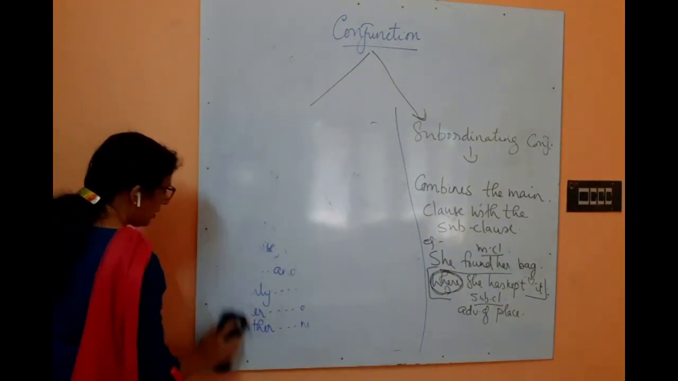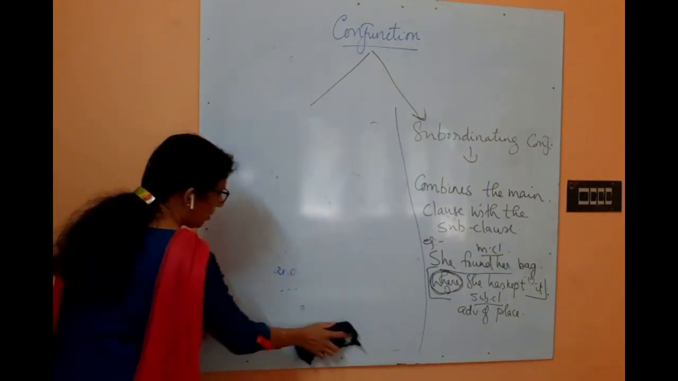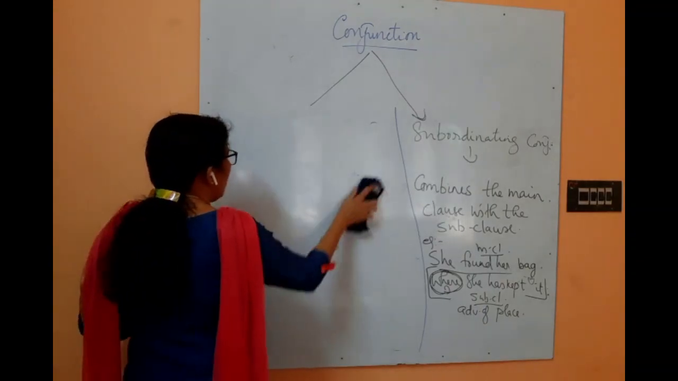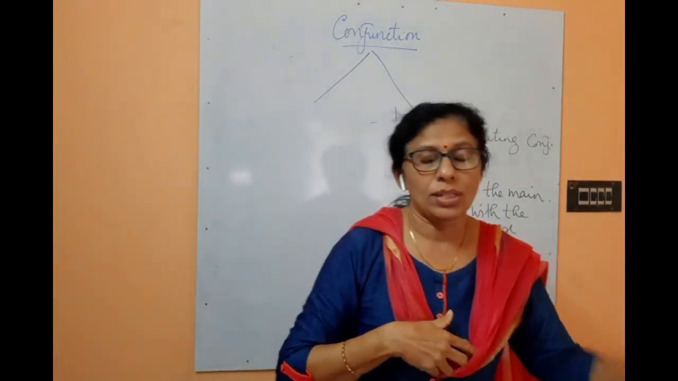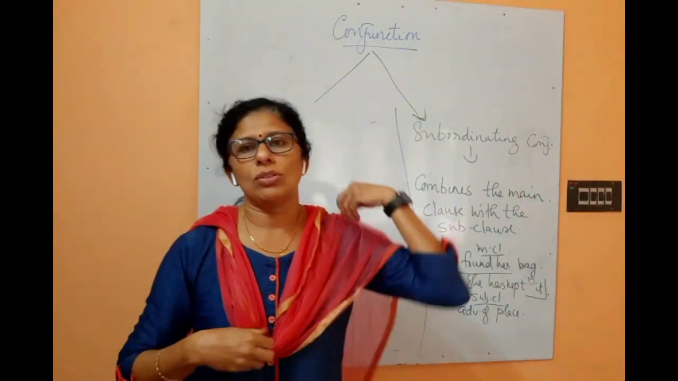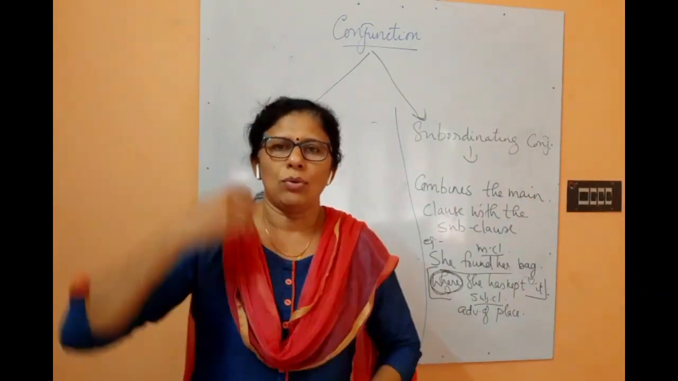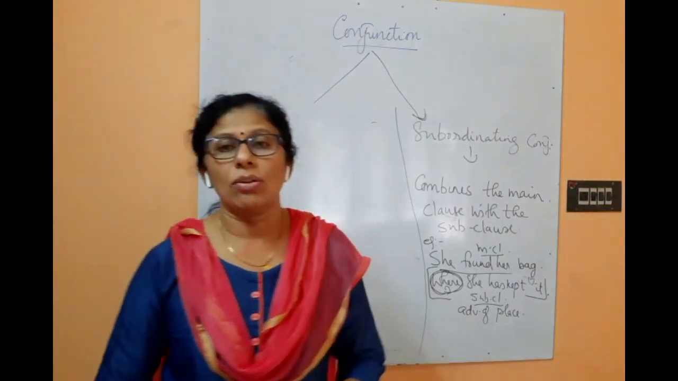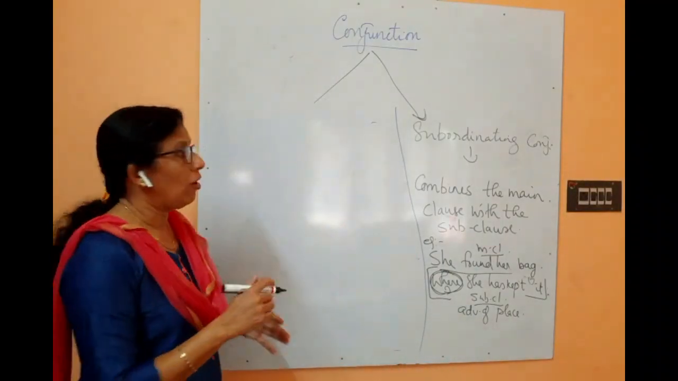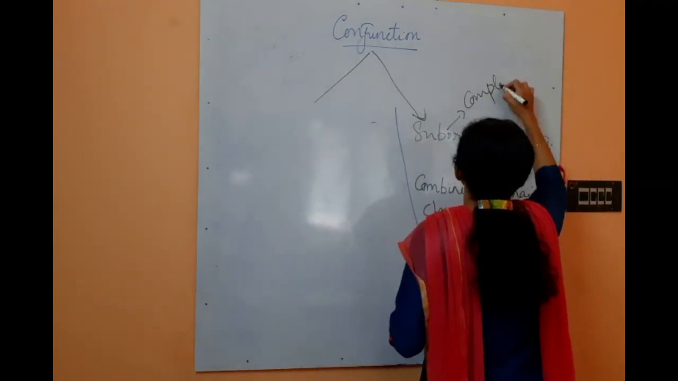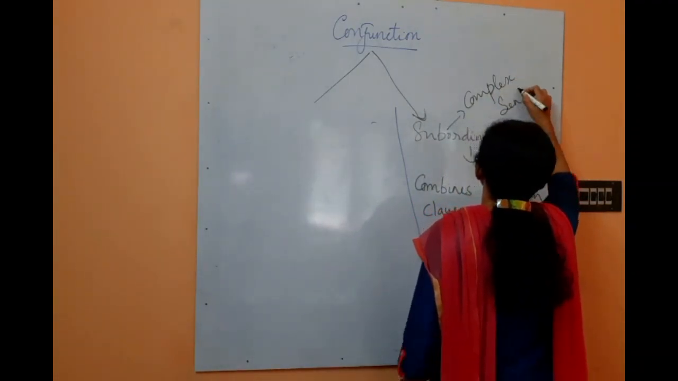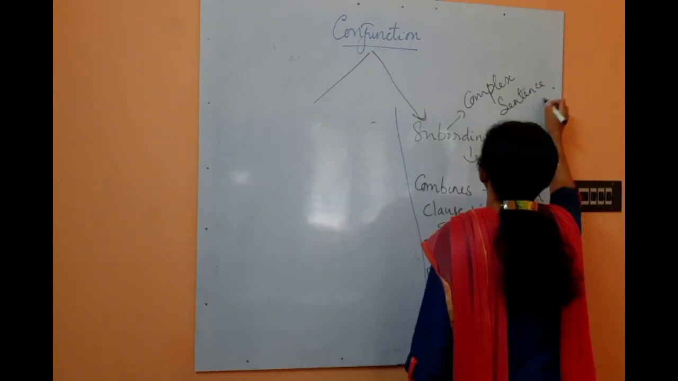Okay, and subordinating conjunction, as we already have studied in clauses, we know that they are used to combine the main clause with the subclause. It can be either an adjective clause or an adverb clause or a noun clause. And when we combine the main clause with the subclause, we will form what kind of sentence? A complex sentence.